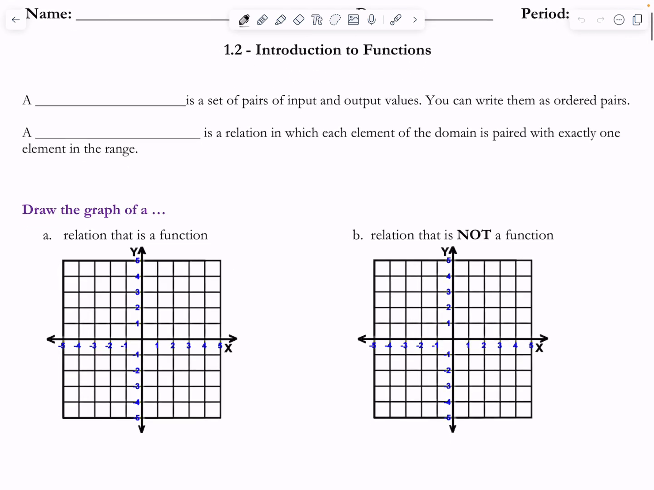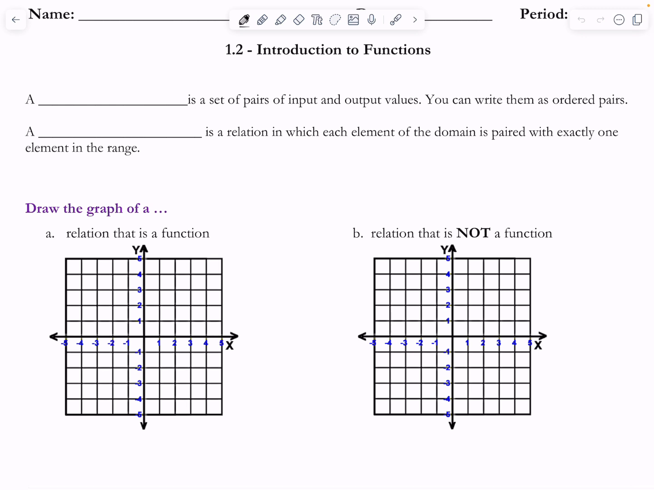So let's get started by looking at a couple of definitions that I'm hoping you guys remember from your days in algebra. So when it's talking about a set of pairs of input and output values, this is what we call a relation. And if we have a relation where each element of the domain is paired with exactly one element in the range, or another way you probably looked at it in algebra was as long as your x values do not repeat, then you can go from a relation to say it is a function. So that's a very specific relation.